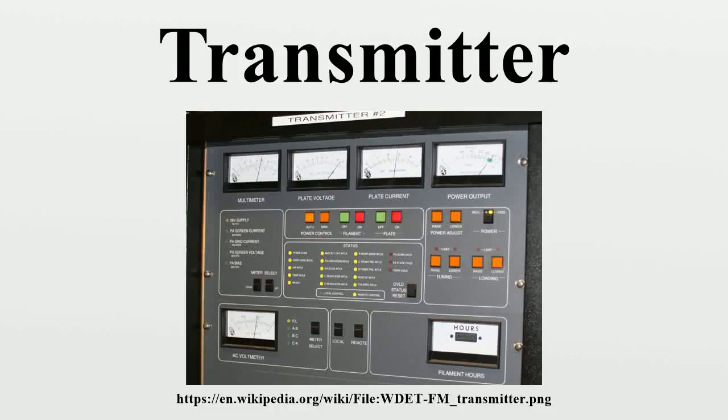In electronics and telecommunications, a transmitter or radio transmitter is an electronic device which, with the aid of an antenna, produces radio waves. The transmitter itself generates a radio frequency alternating current, which is applied to the antenna. When excited by this alternating current, the antenna radiates radio waves.